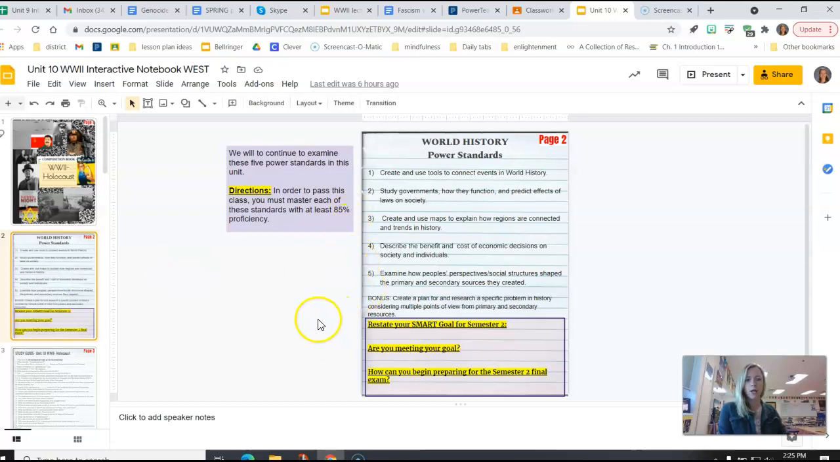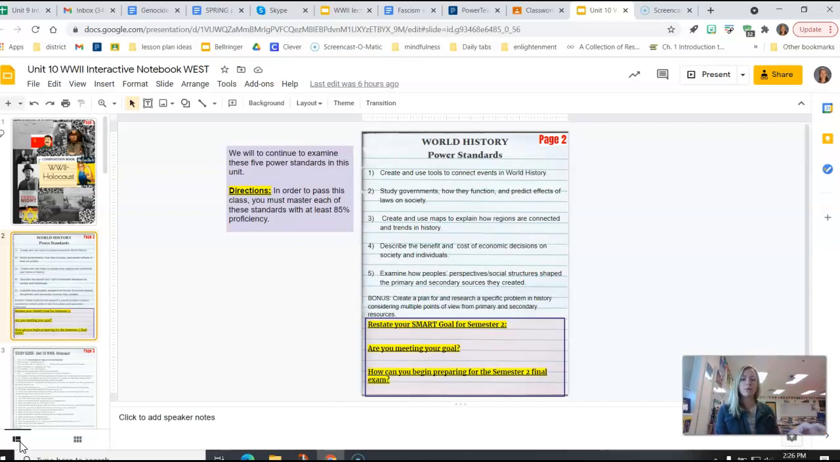Go ahead and at this point consider your goal for the semester. Hopefully all of you created a SMART goal for semester 2. I want you to think about, are you meeting your goal? And how can you begin preparing for the semester 2 final exam?